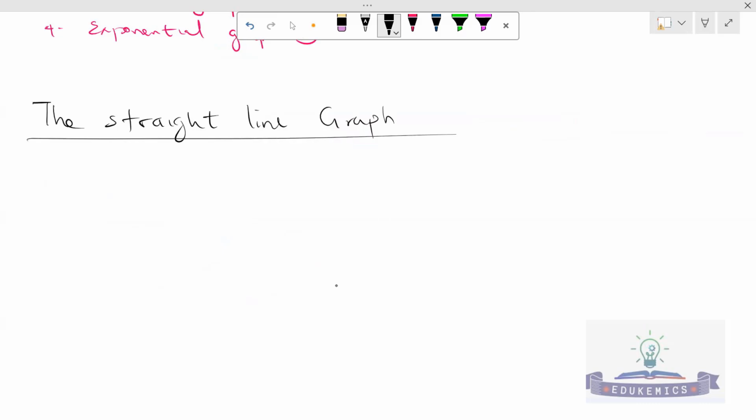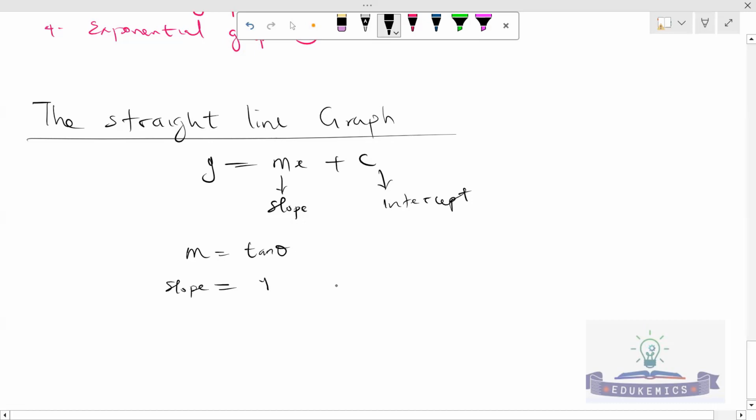For the straight line graph, we have a general equation y equals mx plus c. Here m is the slope or the gradient, and c is the intercept on the y-axis. x and y are variables. This slope m can be seen as tan theta, which is y2 minus y1 over x2 minus x1.